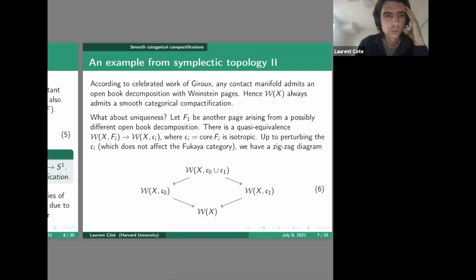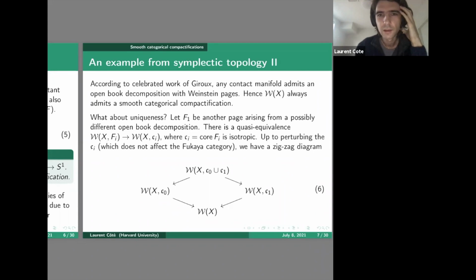According to work of Giroux, any contact manifold admits an open book with Weinstein pages. So the conclusion of this fact, or the corollary of this fact, is that the wrapped Fukaya category of X always admits a smooth categorical compactification according to the procedure on the previous slide. So you can also ask about the uniqueness of this categorical compactification.